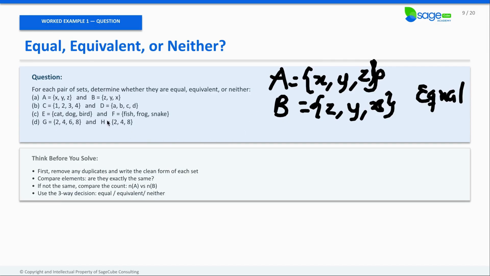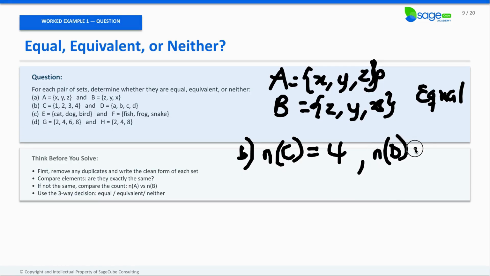What about B? 1, 2, 3, 4, then A, B, C, D. So here what we are seeing is numbers here, alphabets here. So they're not the same members. Then let's look at their sizes. Size 4, size 4. So the number of elements in C equals 4, and the number of elements in D equals 4 as well. So 4 letters here, 4 numbers here. Since the cardinalities are equal, we have what here? Equivalent. Okay? So we have equivalent.